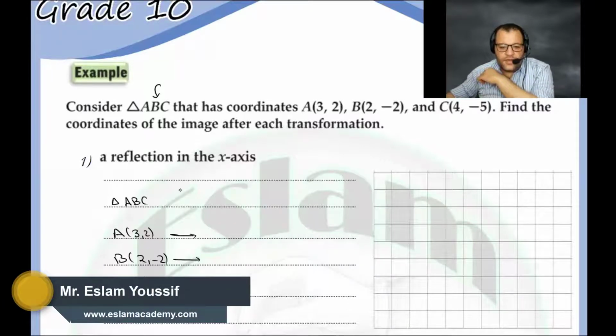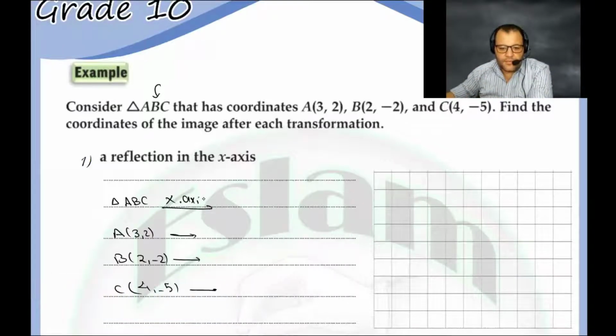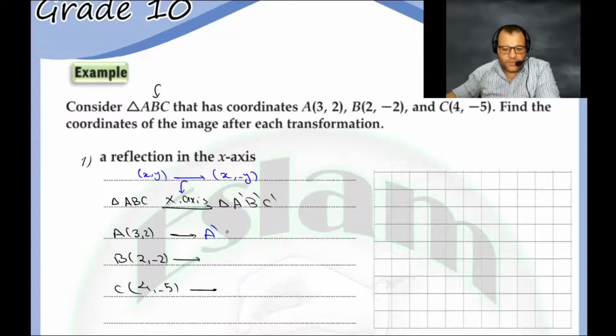So we need to find its image across the x-axis. Its image would be A', B', and C'. The image of A would be 3 and negative 2. If you want to find the image across the x-axis, if you have a point x and y, its image would be x and negative y. Only change the sign of y.